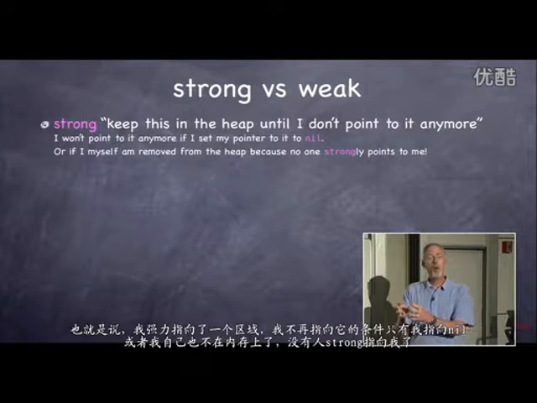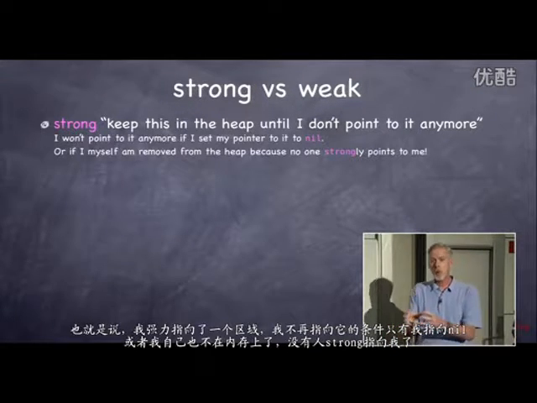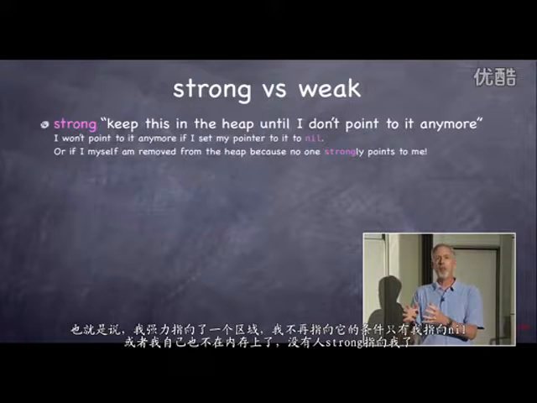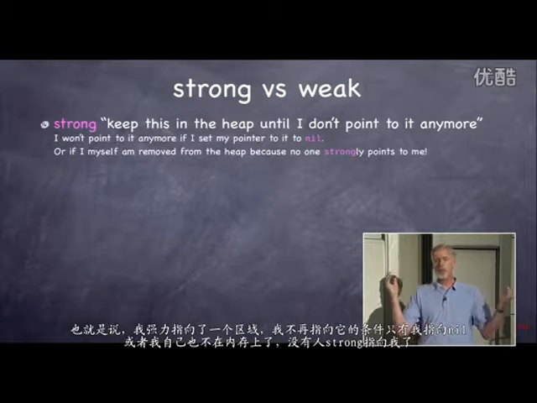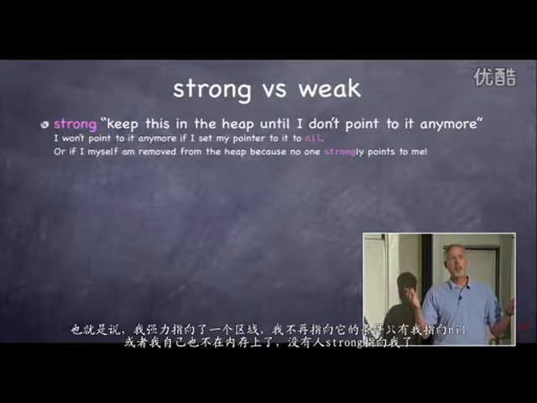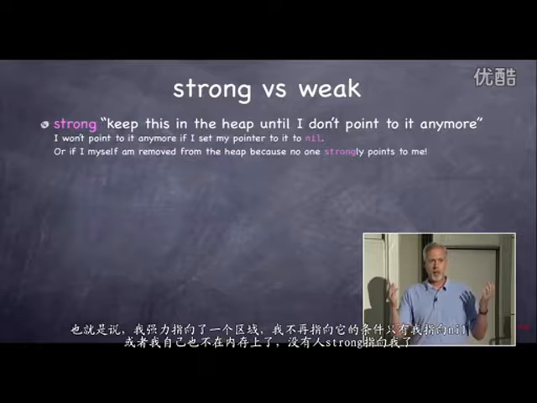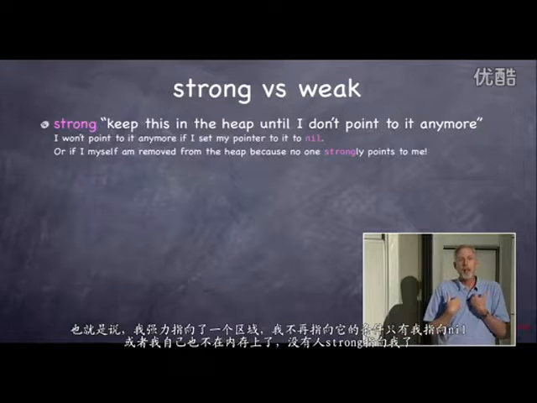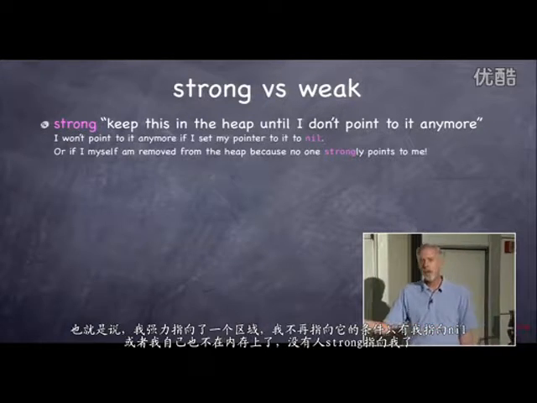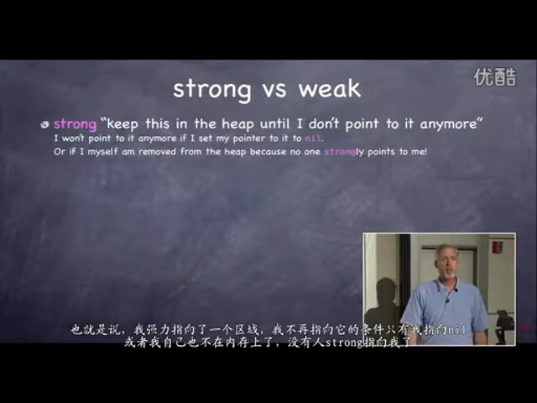And the only way I won't point to it anymore is either I set this pointer to nil, obviously it's not pointing to it then, or I get thrown out of the heap. So all my pointers are no longer pointing because I'm gone. I got thrown out of the heap because no one strongly pointed to me. So obviously all my strong pointers no longer point there. Okay? So that's what strong means.